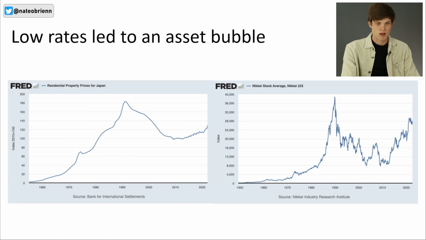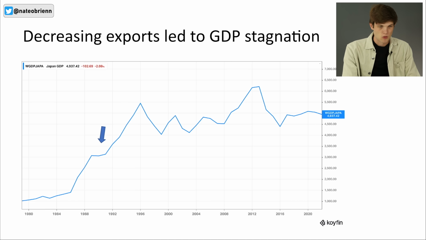We saw property values double over just a couple of years. We saw the market in Japan go from about 8,000 points to 40,000 points in just a couple of years. So, a massive asset bubble. And then the problems just continued. We started to see decreasing exports that led to GDP stagnation. Japan, which has the third largest economy in the world in terms of nominal GDP, has been effectively stagnant for about 30 years. This has been a really big problem for the government.